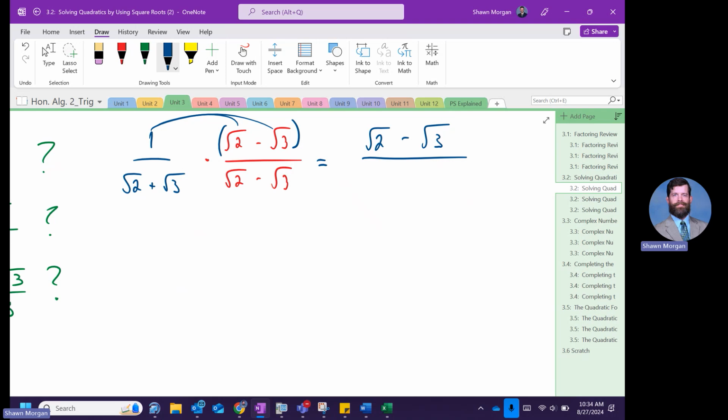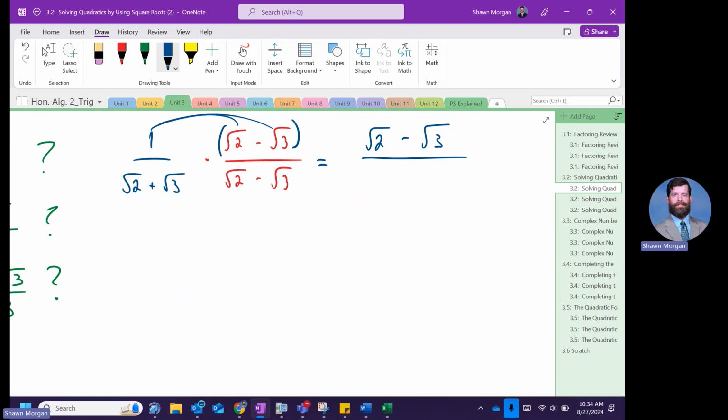I said we're going to use the distributive property. We won't really have to because it's a 1. So it's just square root of 2 times square root of 2 minus square root of 3. If this had been something else, maybe like another binomial, then we would use the FOIL process. All right. How about on the denominator right here?